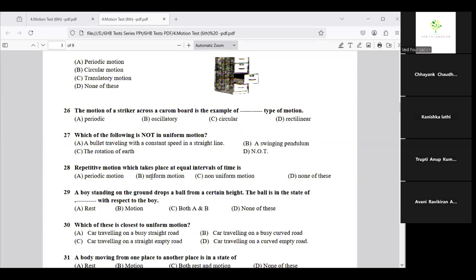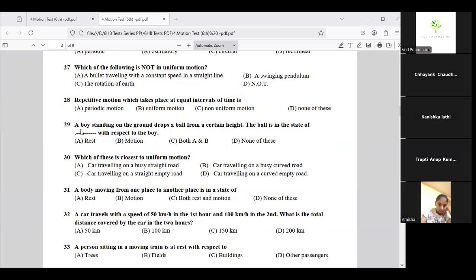28. Repetitive motion which takes place at equal interval of time is: periodic motion, uniform motion, non-uniform motion, none of these. The correct answer is option A, periodic motion. Repetitive motion which takes place at equal interval of time is called periodic motion. Option A is correct. Next, 29. A boy standing on the ground drops a ball from a certain height. The ball is in state of dash with respect to the boy.